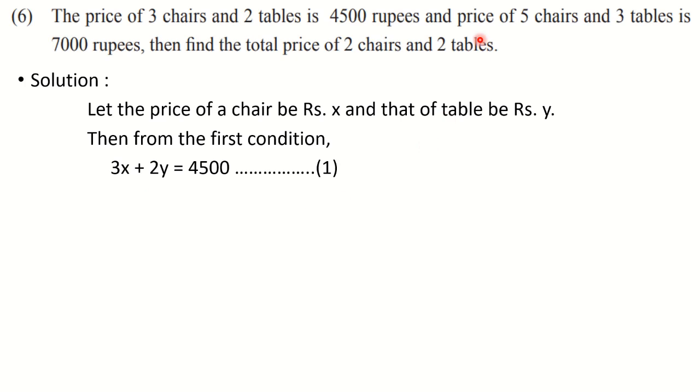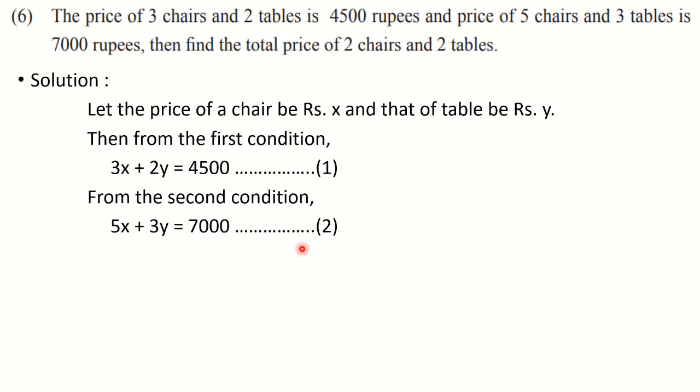Now let us make use of the second condition. Price of 5 chairs and 3 tables is 7,000. 5 chairs means 5x and 3 tables means 3y. And their sum is 7,000. So what we can write down from second condition is 5x plus 3y is equal to 7,000. This is our equation number 2. Okay, so both the equations are ready.